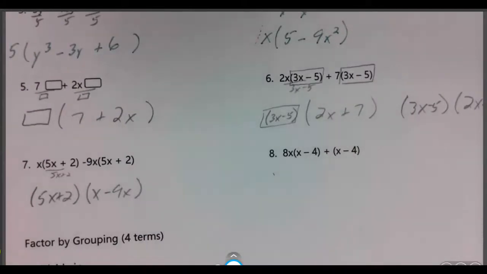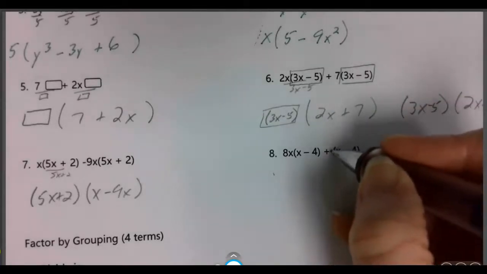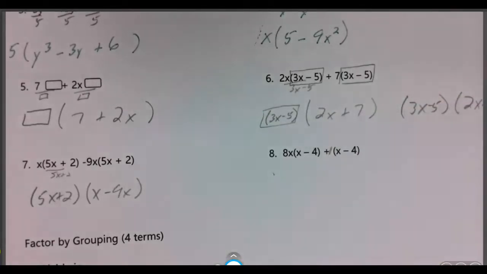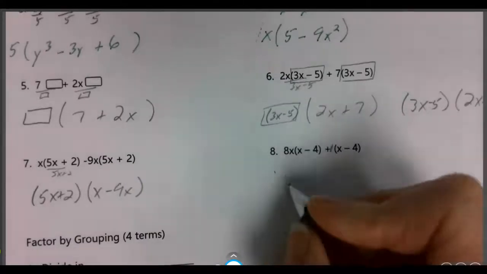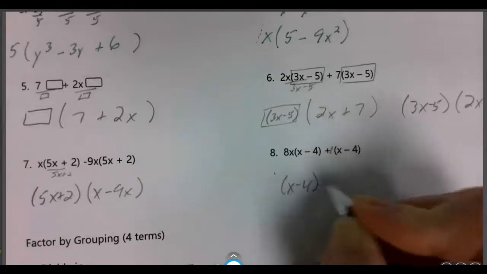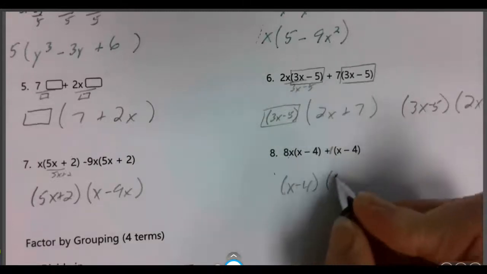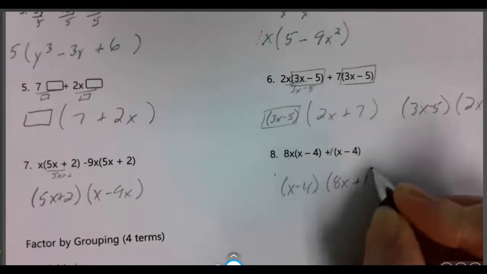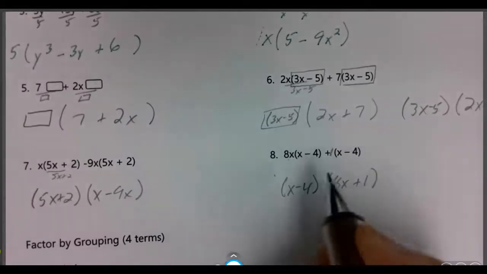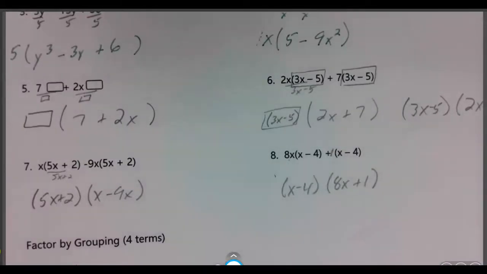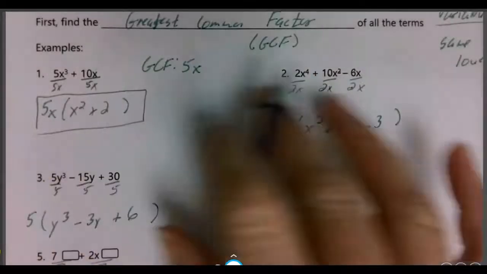Try this one. Let me give you one hint. See how there's nothing there? Put a 1. Put a 1. Okay? So my greatest common factor? X minus 4. What do I have left? 8x plus 1. Okay? If there's no number there, I can stick a 1 in there. Okay. If you were in class right now, I'd ask you questions and see if you want to go over any more of those. This is factoring out the greatest common factor.